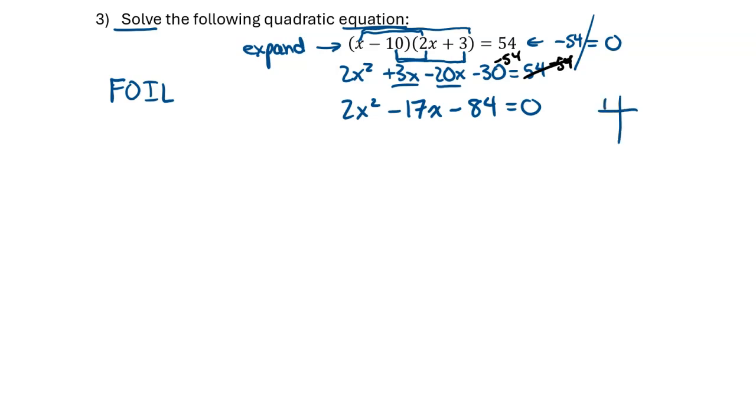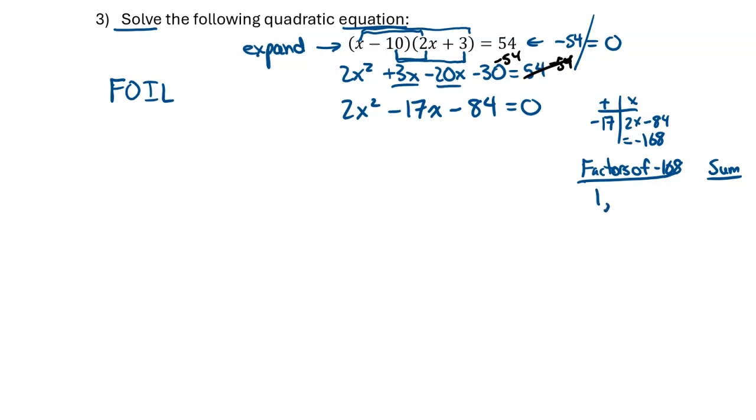Now we can't common factor here because we can't take a 2 out of 17. So we're looking for two terms that add to the middle term of negative 17 and multiply to 2 times negative 84, which is negative 168. This is going to take a little bit of work. I'm going to do it pretty quickly on the screen, but in reality, it's something that takes a little bit more time as you actually do it.